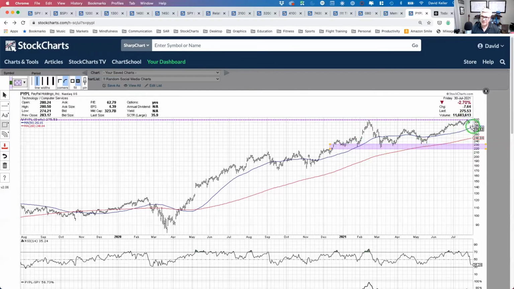So the key is, if we would continue to go lower, if we break down through the 200-day moving average, now we're entering into a key area of support, a level, a floor in the markets, a level below which we've been unable to go.